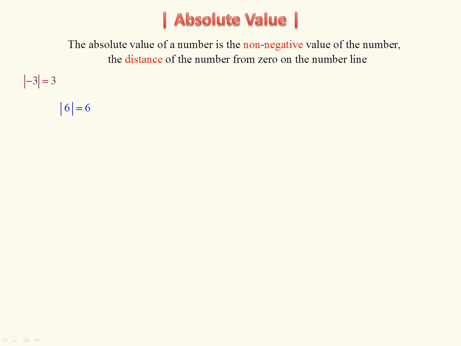Absolute value also counts as a bracket. So simplify inside the bracket first, and then continue. There's the negative outside the absolute value, which is not affected, but the negative inside the absolute value is dropped.